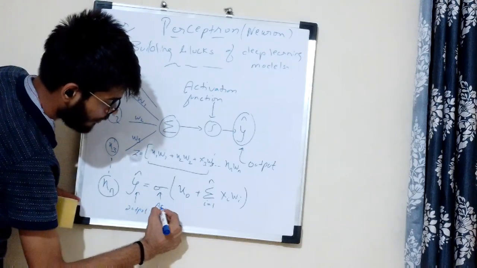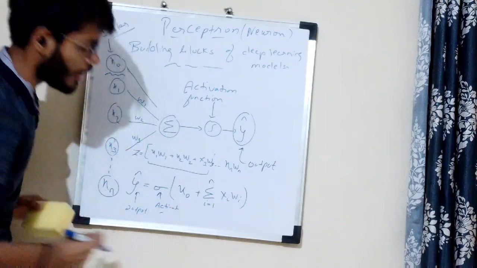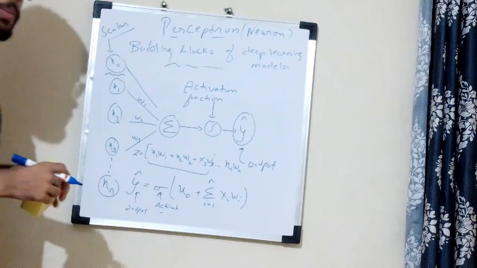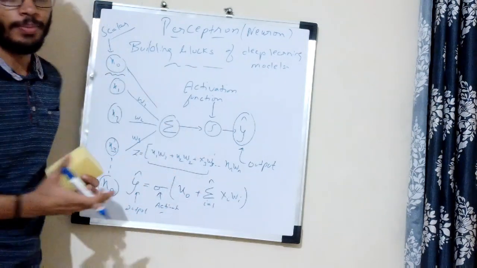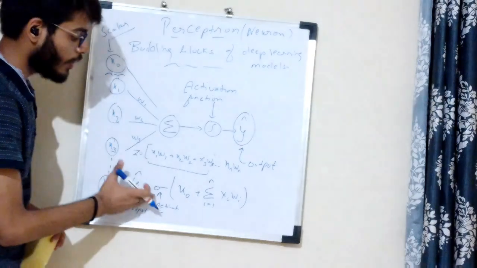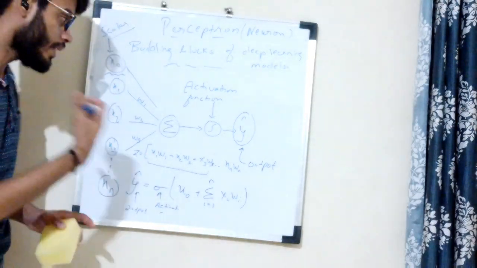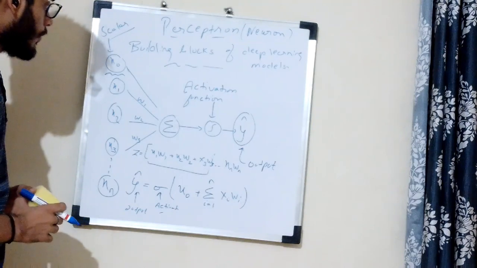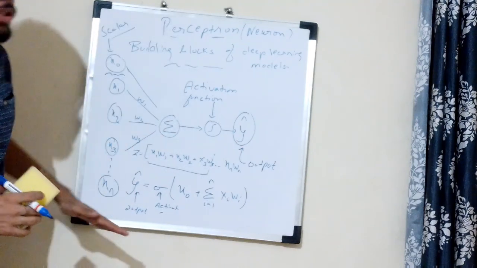We have some types of activation functions. I'll be uploading deep learning playlists, so there I'll be talking about different activation functions. This is one type of activation function, which is sigmoid. Let's talk about this. Before that, I want to revise this once more.